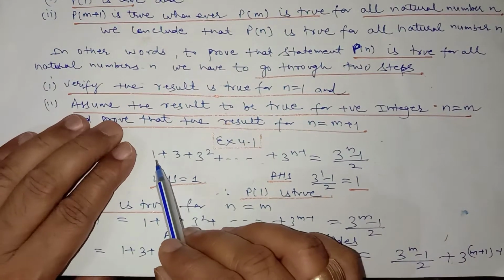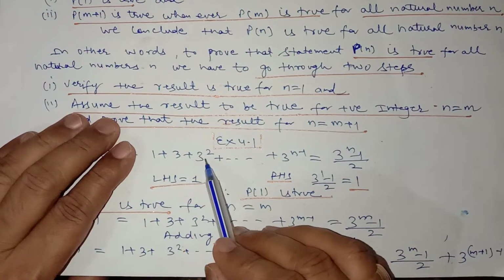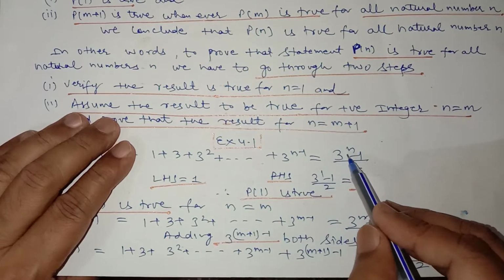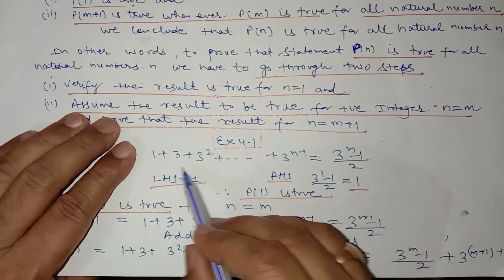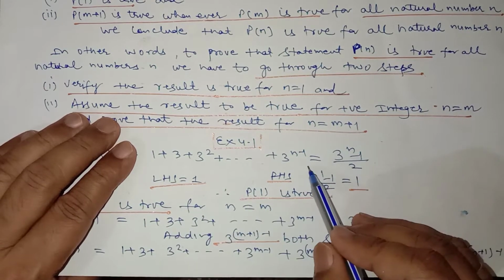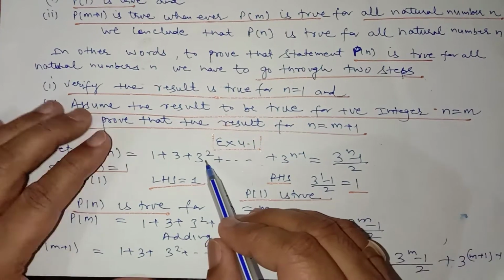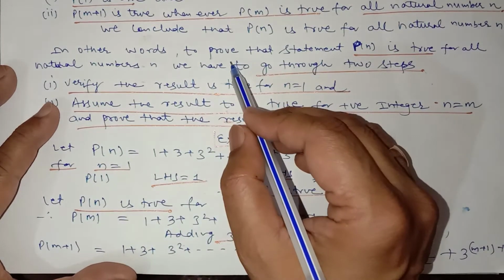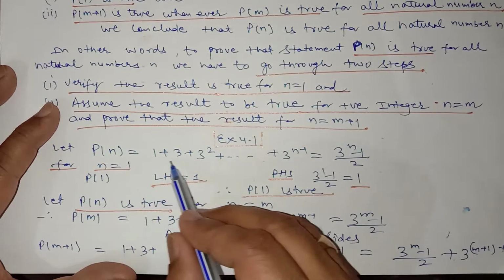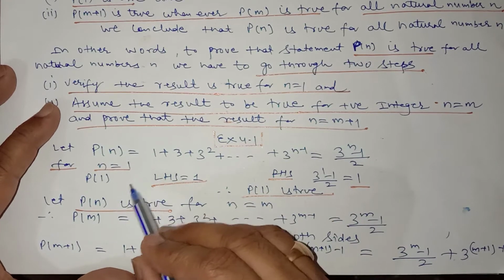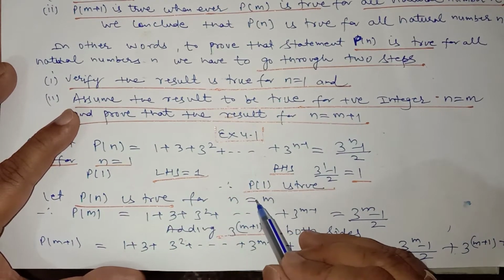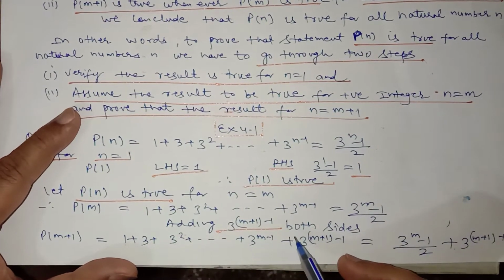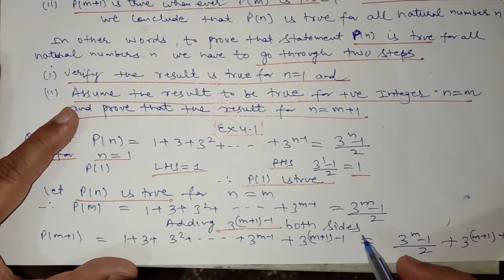Now it is given that the sum of this series, 1 plus 3 plus 3 square up to 3 raised to the power n minus 1, is equal to (3 raised to the power n minus 1) upon 2. Now you have to prove that it is true for all natural numbers n. So first of all, you have to let the statement be P(n). Now, according to the principle of mathematical induction, we will prove that this statement is true for n equal to 1, then we assume it is true for any natural number m, and then we'll prove that it is true for the exactly next natural number, that is m+1.